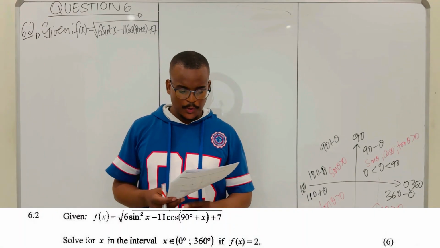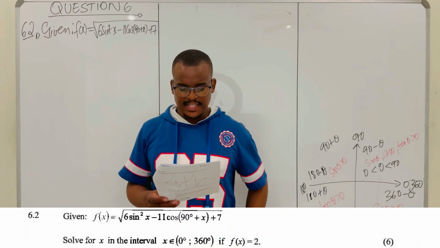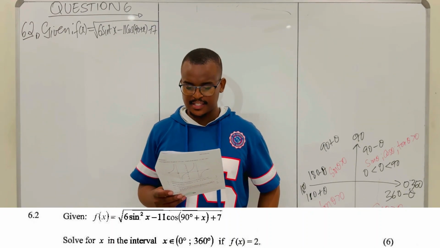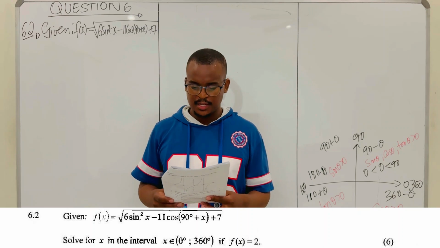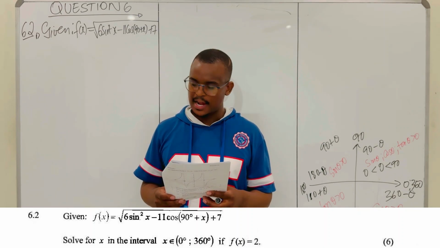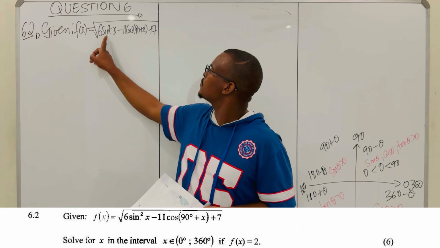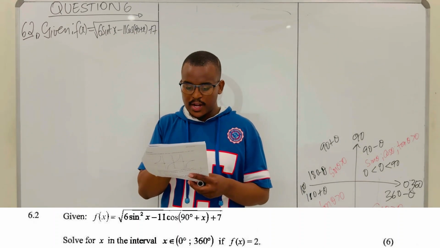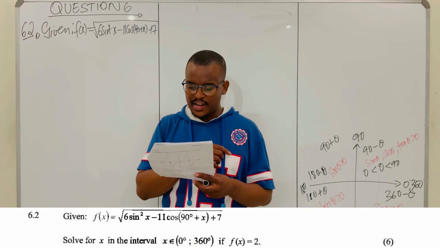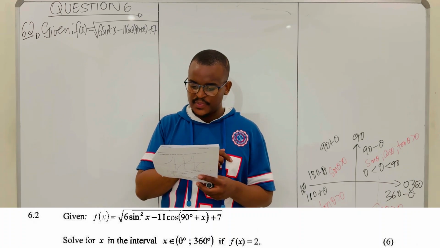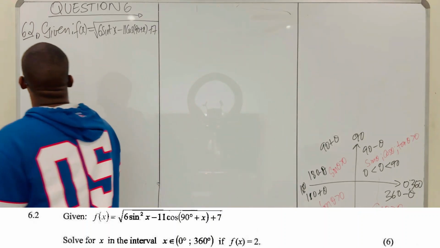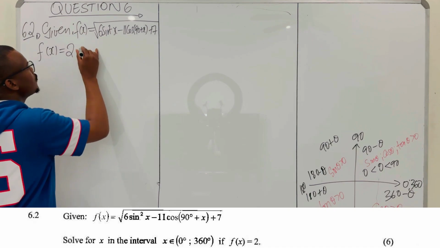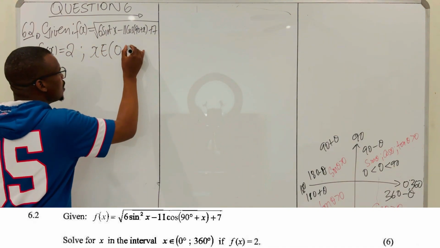Okay, so now we're doing 6.2, right? They are saying in 6.2, it is given that f of x is equal to the square root of 6 sine squared x minus 11 cos(90 plus x) plus 7. They want you to solve for x in the interval between 0 and 360 if f of x is equal to 2.